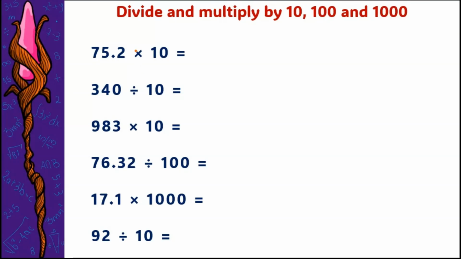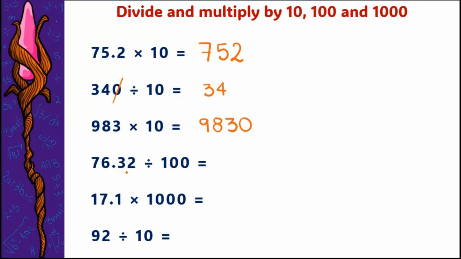Okay, let's see. Multiplication, we move the decimal point to the right. So this is going to be 752. The decimal point is going to be at the end, so there's no need to write it. Division, we have a 0, so we just take it away. 34. Multiplication by 10, we don't have any decimal point, so we just have to add a 0.